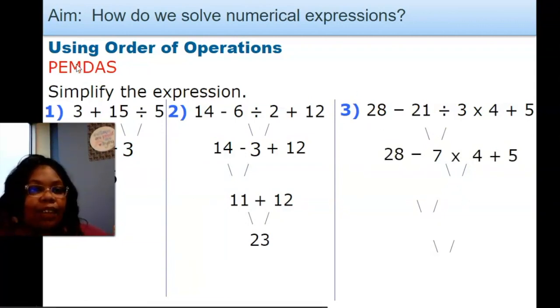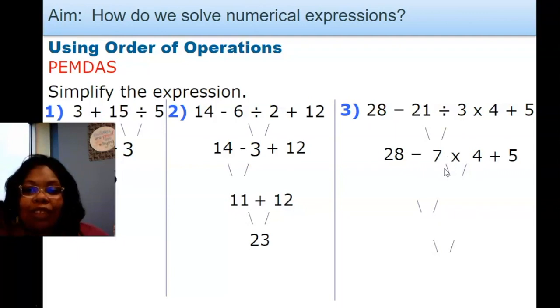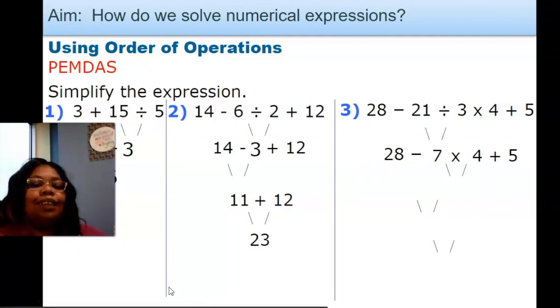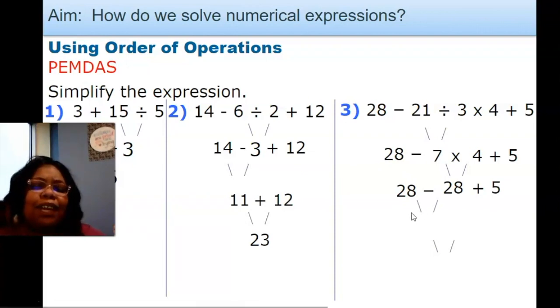So again, looking at our order of operations, next we solve our multiplication problem, which is 7 times 4. So 7 times 4 is what? Good job, guys. It's 28. So now we have 28, and we recopy our problem. So we have 28 minus 28 plus 5. Now we have to solve the first thing we see, which is a subtraction problem. 28 minus 28, guys. What's 28 minus 28?